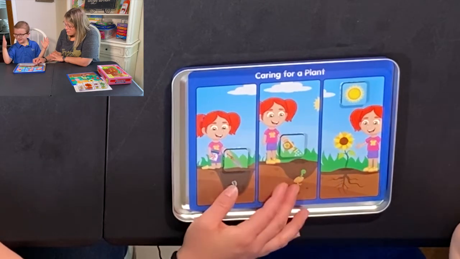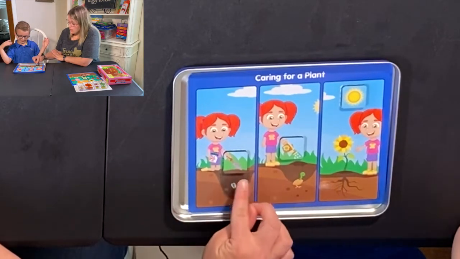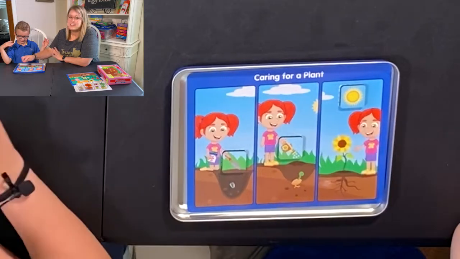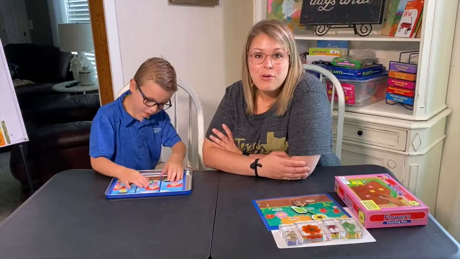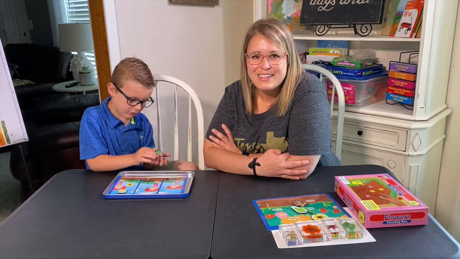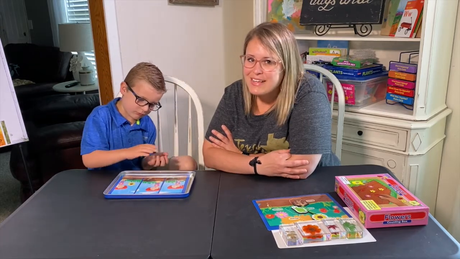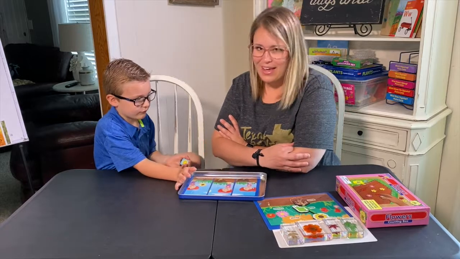All right. So when you're caring for a plant, you need soil, water, and sunlight. Good job, Jameson. I will get back with you, my friends, later this week to show you how our plant's doing with its sunlight in our window, okay?